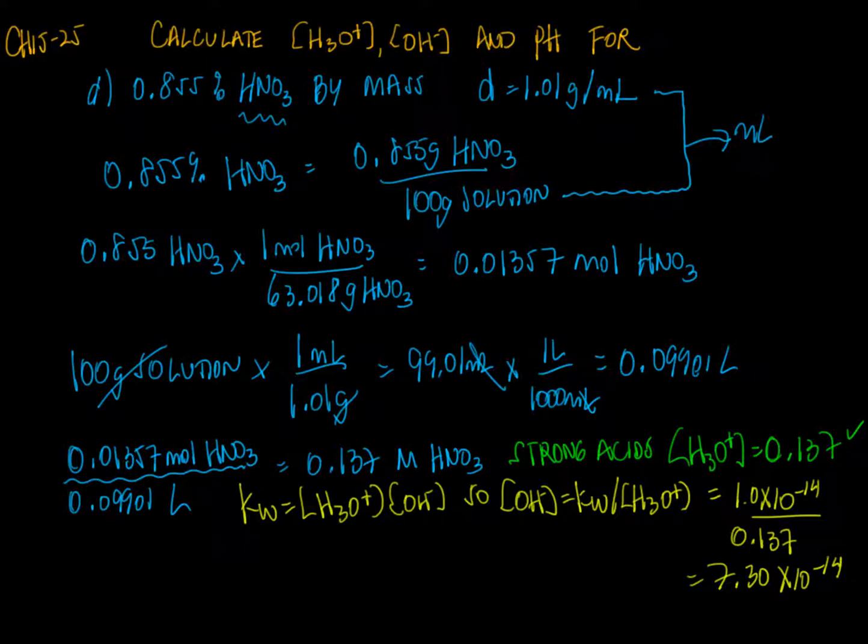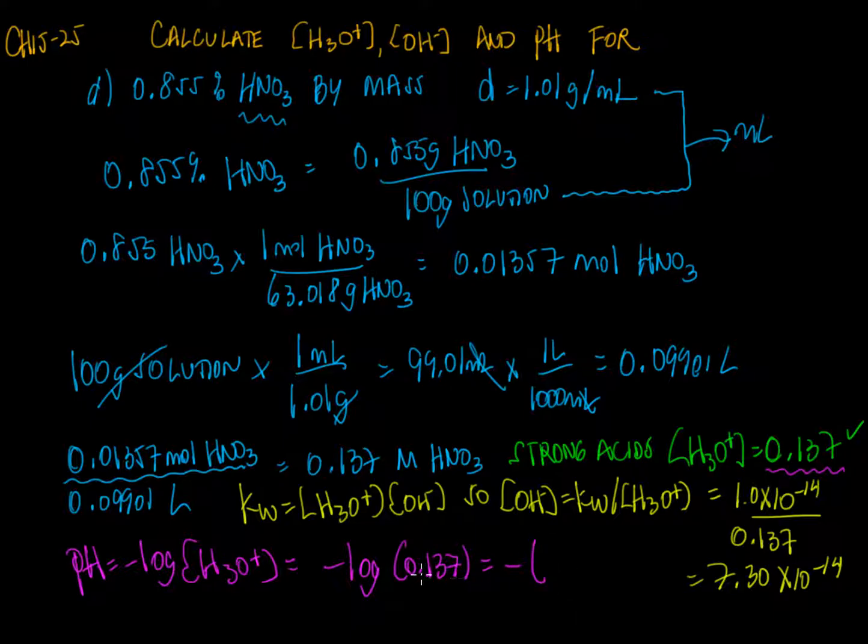Now to calculate the pH, we do the same thing as per the other problems. We use the pH equation. The pH is equal to minus log of the H3O+ concentration. So we're going to use the value we've calculated earlier: minus log of 0.137. When you punch this into your calculator, log of 0.137 gives you negative 0.863. So don't forget to watch out for your signs. The final pH of this solution is 0.863. Very complicated problem because we're given these percent by mass units to start with.